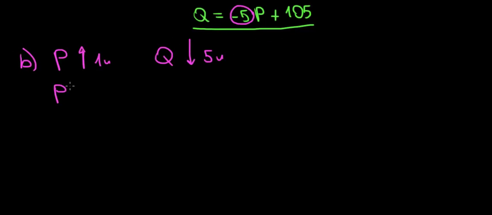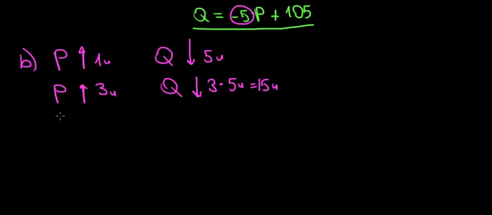And what if price increases by 3 units? Well, the quantity will change in the same proportion. It will change by 3 times 5 units. And why is that? Well, look, it's a linear relationship, and because it's linear, every change is proportional, meaning that if price increases by 1 unit, quantity decreases by 5 units. Price increasing by 3 units means price increases 3 times as much as before, while quantity will decrease 3 times as much as before. So that's why we have 3 times 5.